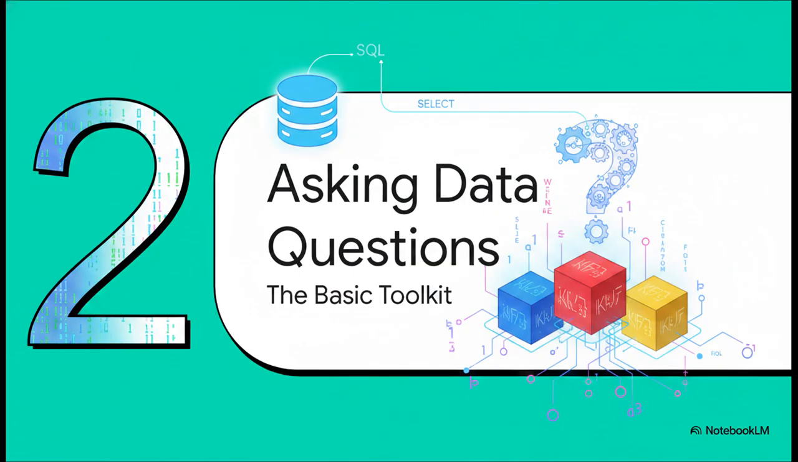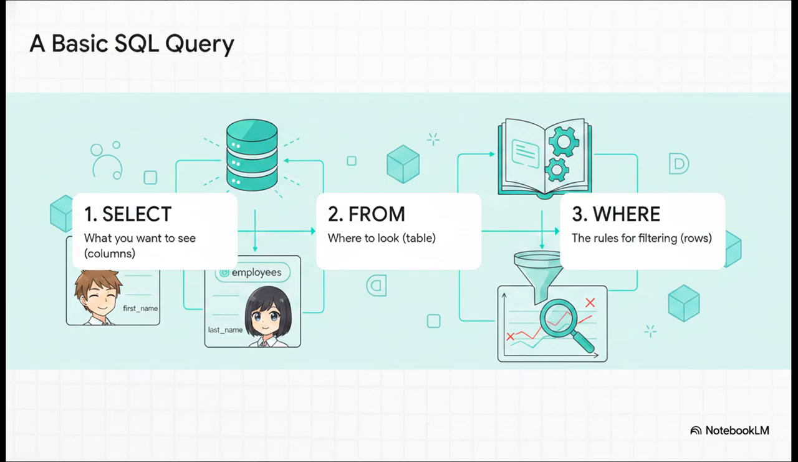We're going to learn its three most fundamental words. Seriously, these three are the building blocks for pretty much every question you'll ever ask. It's actually a really simple logical structure. First, you select what you want to see. The specific columns you're interested in, like maybe first name and last name. Then you tell it where to look with from, like look in the employees table. And finally, you filter for just the specific rows you want using where.